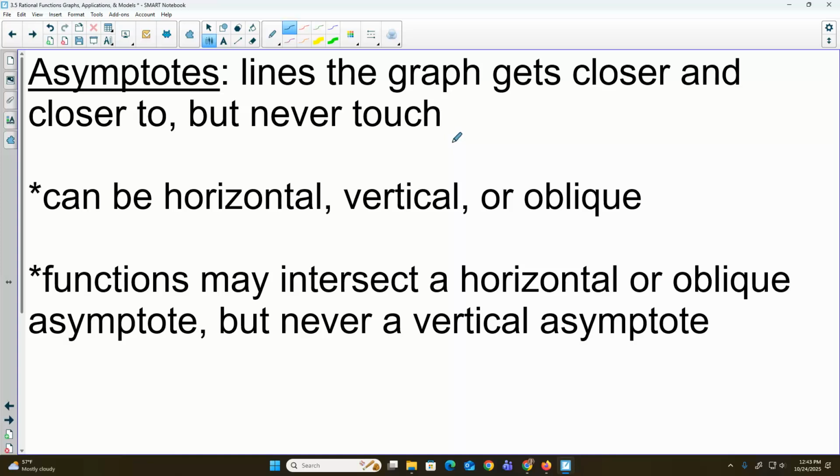So you guys probably talked about asymptotes a little bit in Algebra 2, right? You've heard of them. But we have horizontal, vertical, and oblique asymptotes. Sometimes oblique might be called slant asymptotes. Horizontal are just horizontal lines. Vertical, we know are vertical lines. Anything else falls into that oblique category, any other line. It is possible that a function might cross through a horizontal or an oblique asymptote, but it will never cross a vertical.